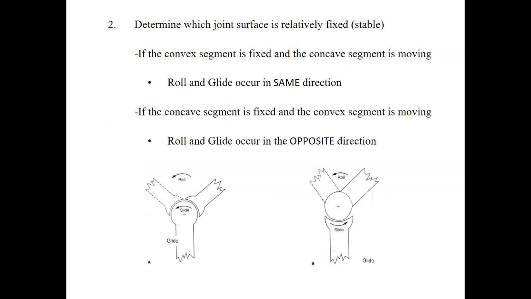Then you're going to determine which joint surface is relatively fixed. So is the convex segment fixed and the concave moving? In that case, then, you've already determined the roll. The glide would be the same direction. If the concave segment is fixed and the convex segment is moving, then if the roll is superior, the glide is inferior. Right?